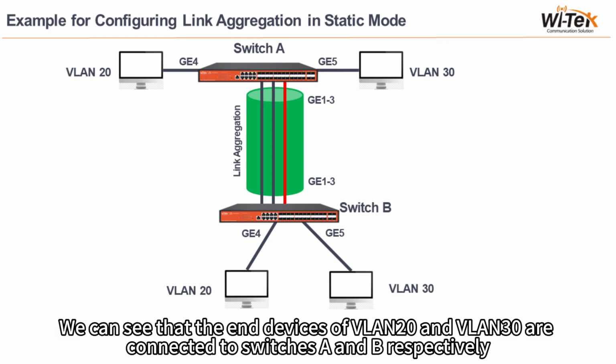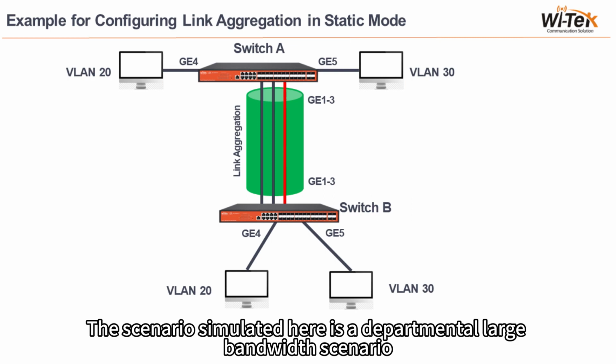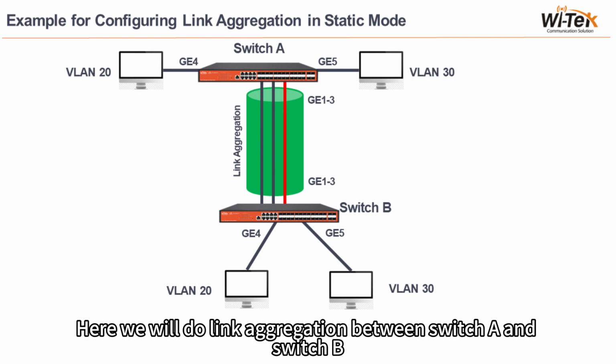We can see that the end devices of VLAN 20 and VLAN 30 are connected to switches A and B respectively. The scenario simulated here is a departmental large bandwidth scenario. To widen the bandwidth between switches A and B to ensure fast forwarding of business traffic, here we will do link aggregation between switch A and switch B.